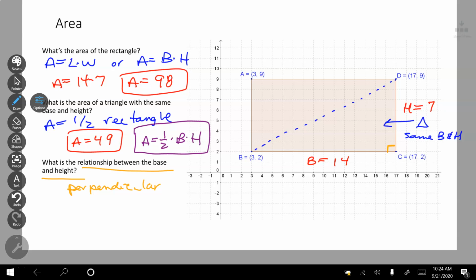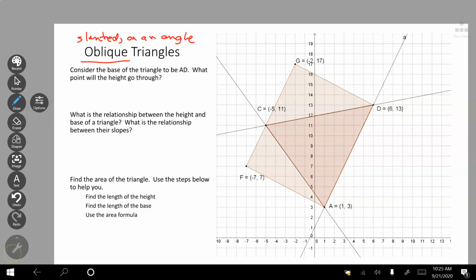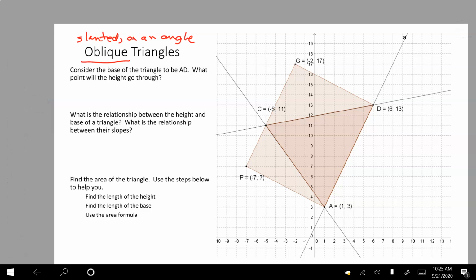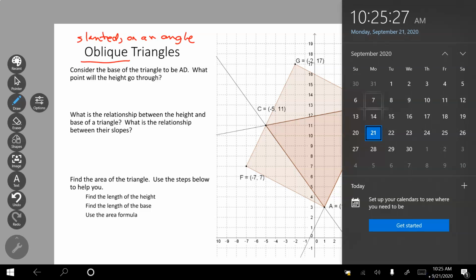It's the only way I can figure out the height of an object, is making it perpendicular to the base or vice versa. So the triangle from the first page was a little bit easier because the base of the one side was horizontal. How about if we have an oblique triangle? That means it's slanted or on an angle. So let's look at the triangle ACD, so this triangle here.